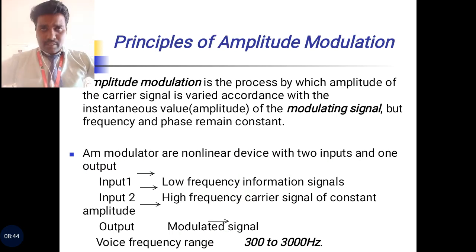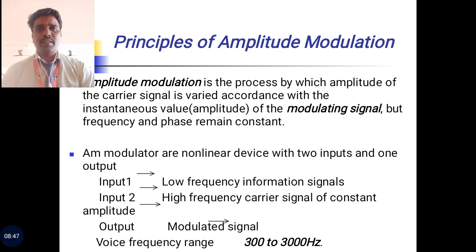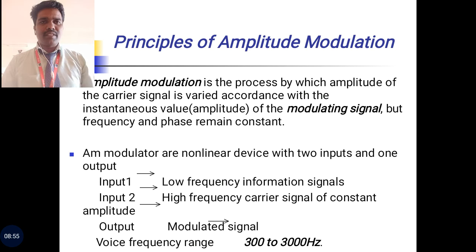And next, our first topic is principles of amplitude modulation. Already we know what amplitude modulation is: the amplitude parameter is variable, while frequency and phase are constant. That is amplitude modulation. An AM modulator has 2 inputs and 1 output. The first input is the low frequency information signal, which is nothing but our message signal, like audio signal, video, image, picture, etc. Input 2 is a high frequency carrier signal of constant amplitude, that is a supporting signal.